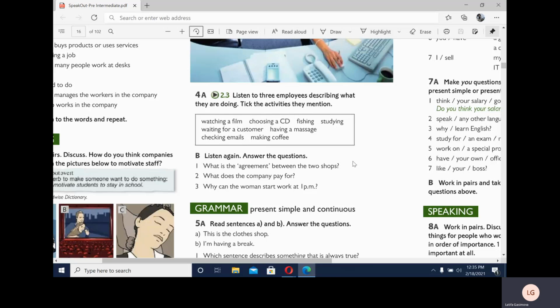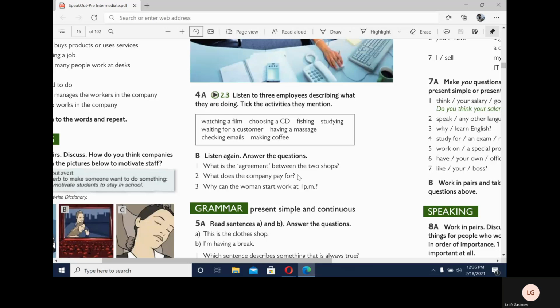So there is an agreement between two shops, a coffee shop and the music shop, right? And so the agreement is that the employees of a coffee shop can go and get a CD once a week, right? A free CD. And so the employees of the music shop, they get free coffee from the coffee shop.